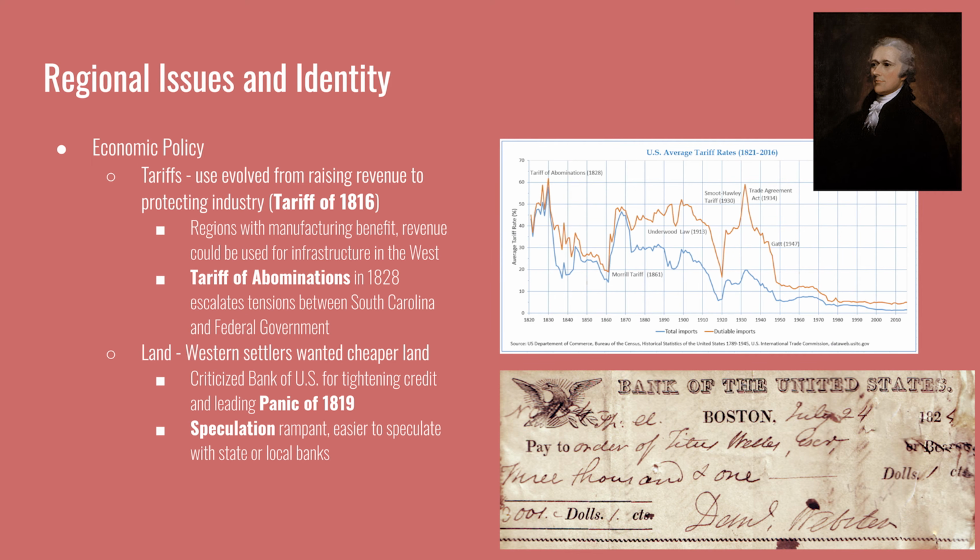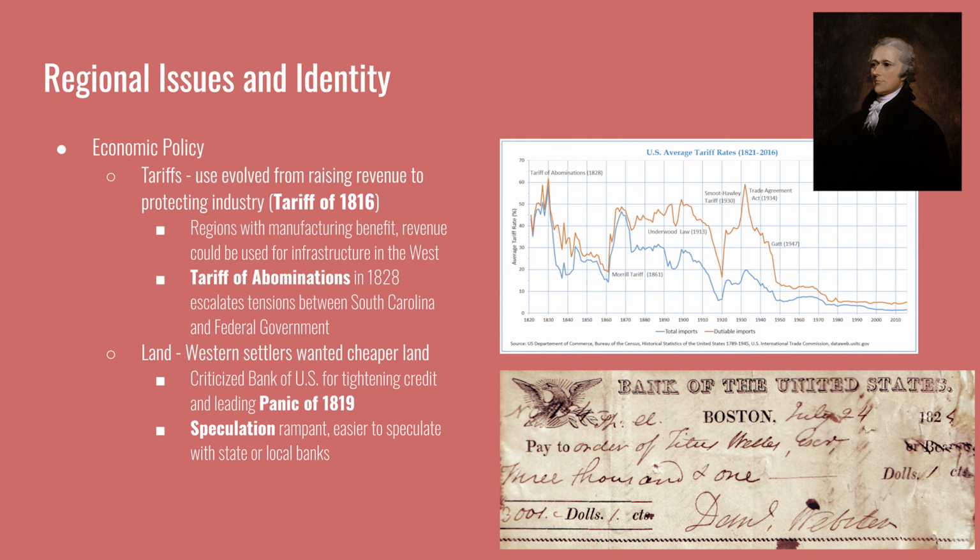In terms of economic policy related to land, that was most important to people who resided in the West. Western settlers and speculators obviously wanted land prices to be cheaper so that they could buy more of it. The Bank of the United States had been a primary lender for some of these land purchases, but at the end of the 1810s, they began to tighten up credit. That means that banks lent less money to people or were more vigilant with whom they lent it to.